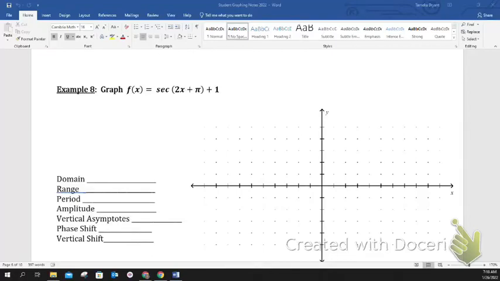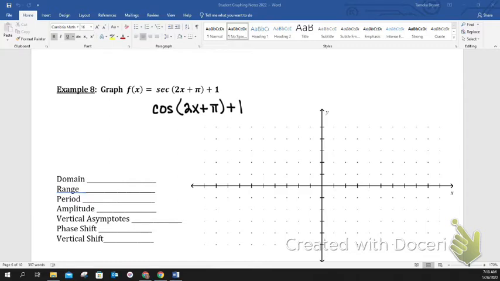Okay, so we're going to graph the sister, which is cosine. Whenever you see secant, think cosine. So we're actually plotting the points for the cosine of 2x plus pi, plus 1. Whenever you're graphing sine, cosine, secant, or cosecant, you always start by answering the question, where do we start? And the start is the phase shift.